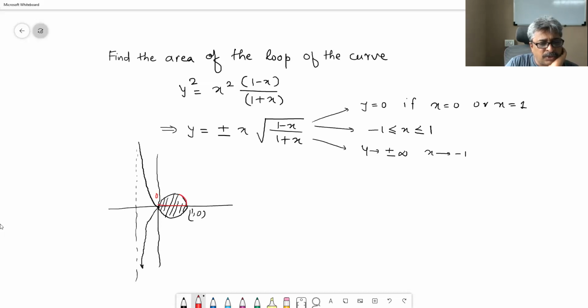Now what you can do is, it is symmetric with respect to the x-axis, therefore the required area is equal to 2 times the integral 0 to 1. You can take the positive function x radical 1 minus x upon 1 plus x dx. That is where you start solving the integral. Before that, it is the analysis of the curve that you have, and then your game starts. And hence I will write down all those steps very quickly.